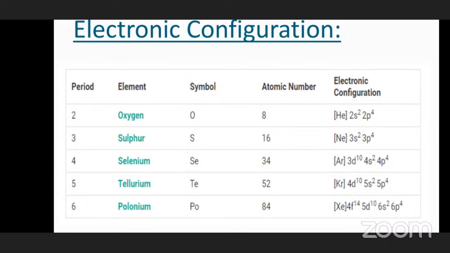And also the oxygen family is called the chalcogen family. What is the reason why this group is called chalcogen? Because all these elements, like oxygen, sulfur, are extracted from ores. Therefore this group is called the chalcogen family. So this is about the elements, their atomic numbers and their electronic configurations of the oxygen family.